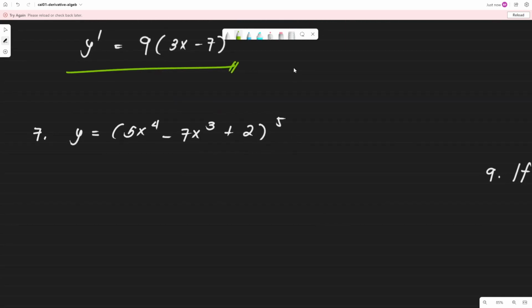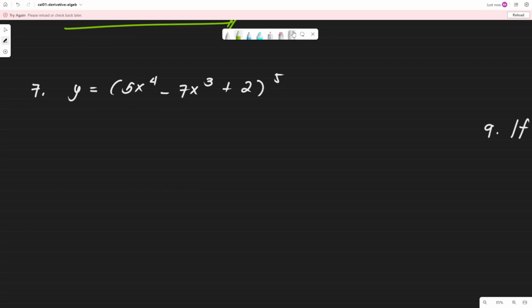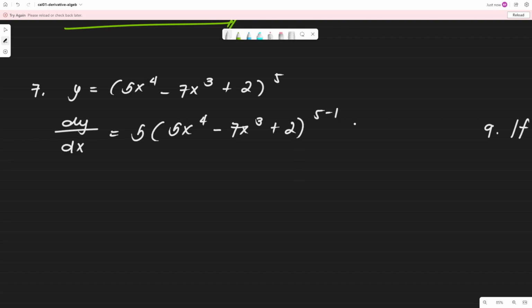Okay, next one. So we have here y is equal to the quantity 5x raised to 4 minus 7x cubed plus 2, raised to 5. It's the same approach. So we have dy over dx. This is equivalent to 5 times 5x raised to 4 minus 7x cubed plus 2 raised to 5 minus 1, multiplied by the derivative of our function. I'll just leave that for now because it's quite long.